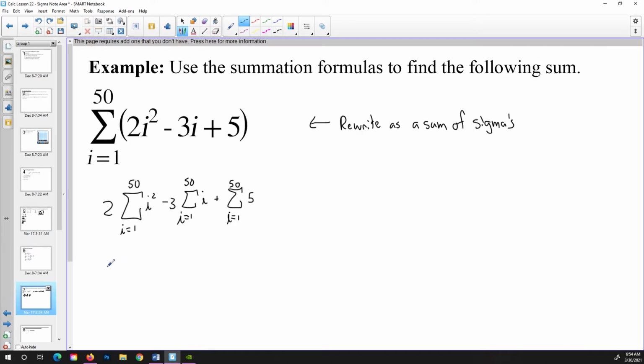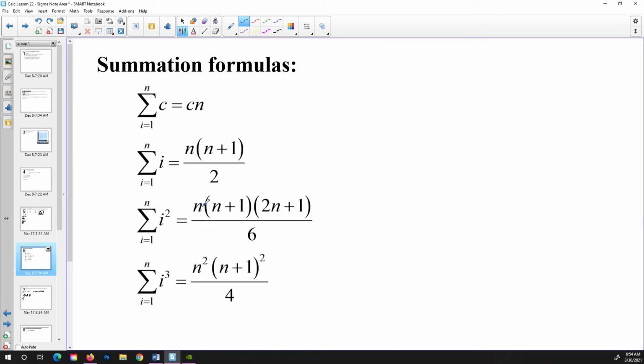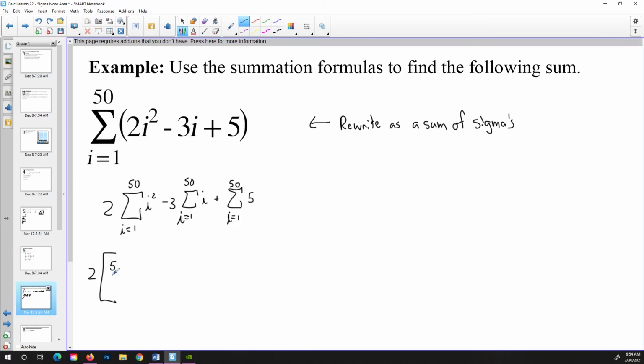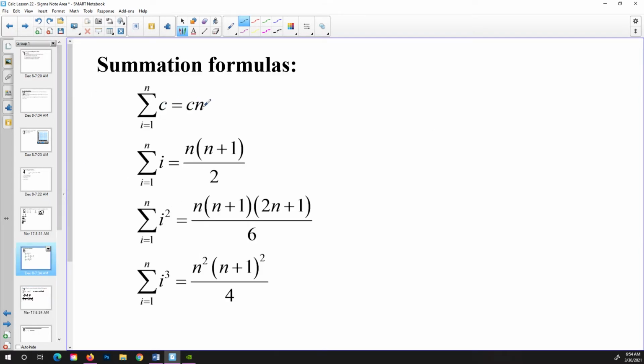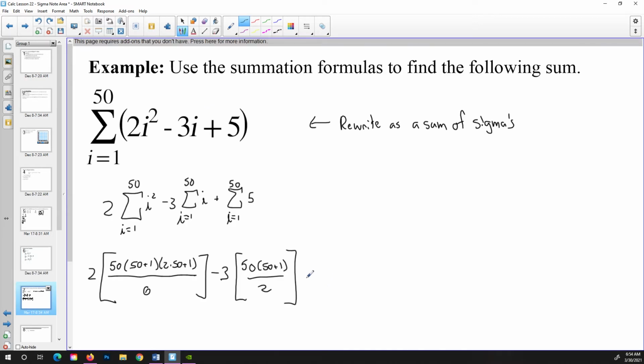So let's do that. I'll have 2 times, and again, the i squared equation is going to be, in this case, 50 times 50 plus 1 times 2 times 50 plus 1, all over 6. And then it will be minus 3 times 50 times 50 plus 1, all over 2. And then the constant: if you have a constant, it's just the constant times the number of terms. So we'll have plus 5 times 50.